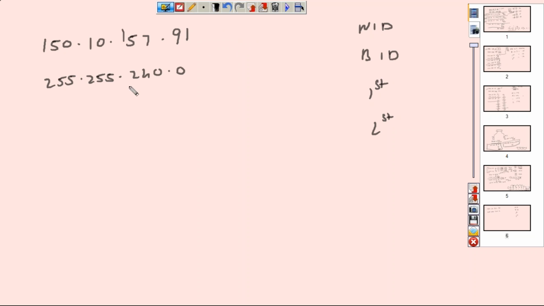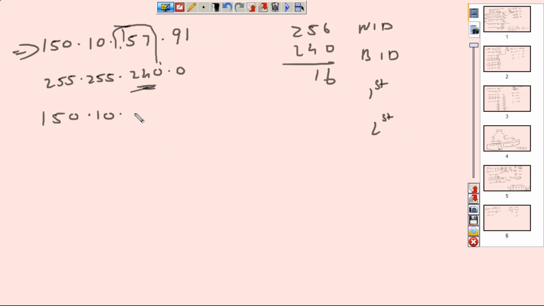We know this is the interesting octet right here. Let's find the block size on this one. 256 minus 240, we know it's 16. All right, let's go back and reset this to 0. 150.10.0.0.